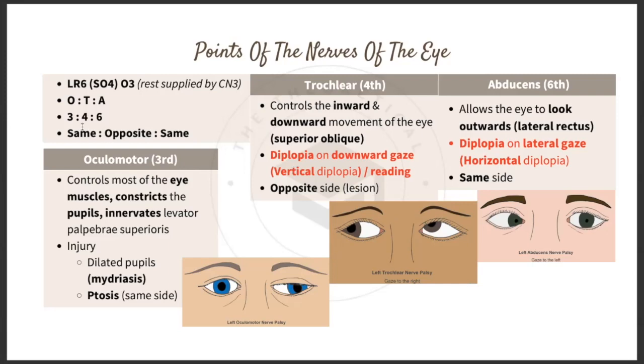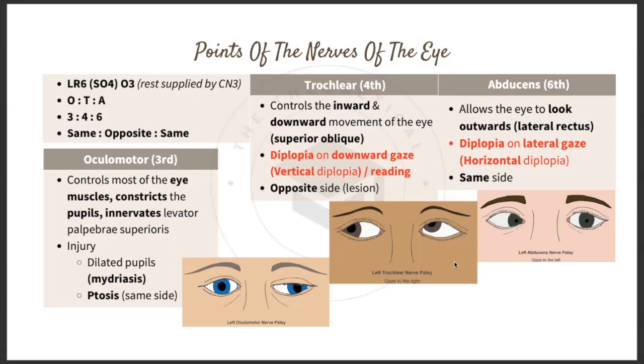So remember, in oculomotor, it's the same side that's affected, meaning right eye affected, right brain. But in trochlear nerve, it's the opposite. So if right eye affected, it's the left brain. Similarly, left eye affected, right brain.